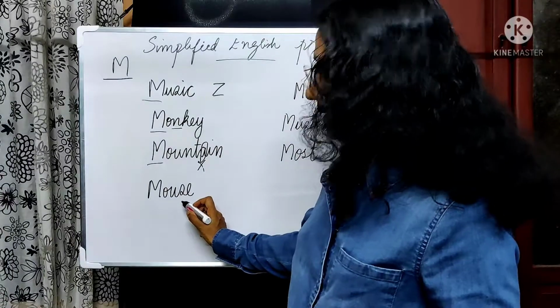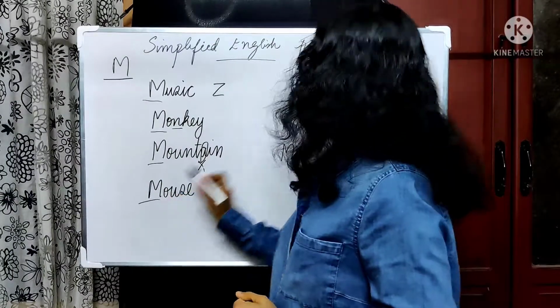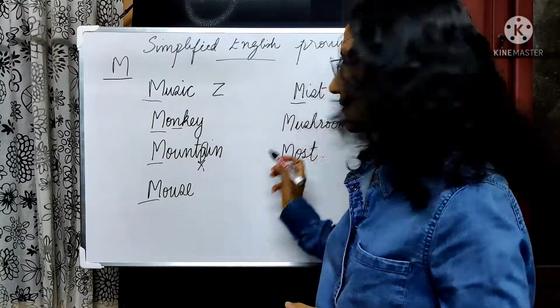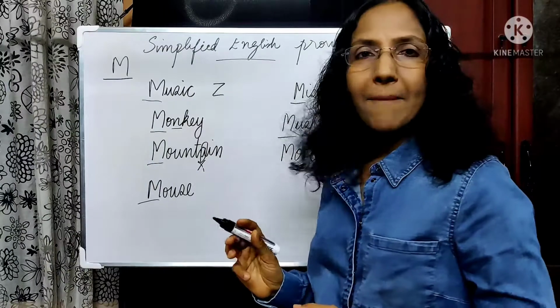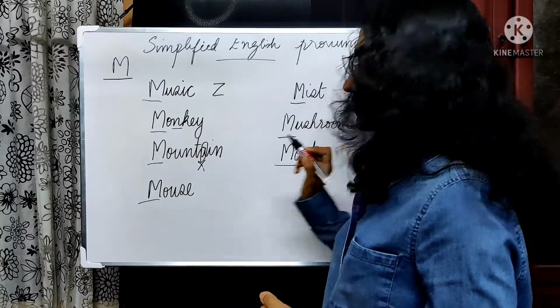The last word here is known to us: mouse. Mouse. Again a simple word, it is mist. Mist. Okay, we have one more, it's mushroom. Something very clear, simple. And here we have a tricky one.